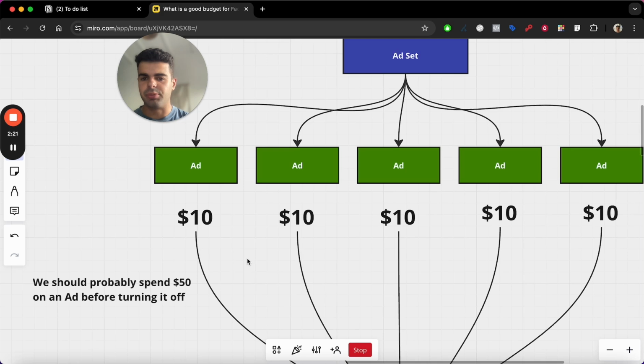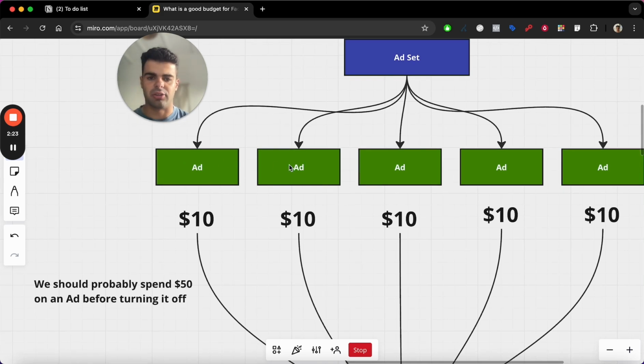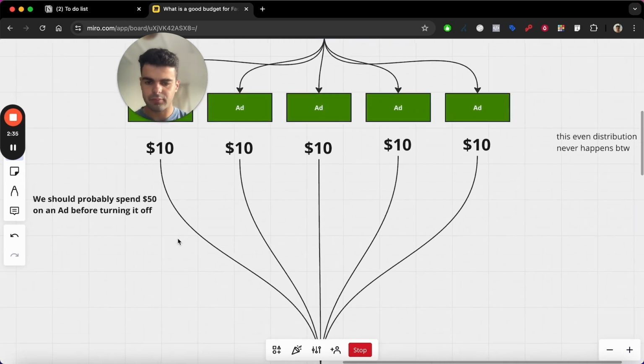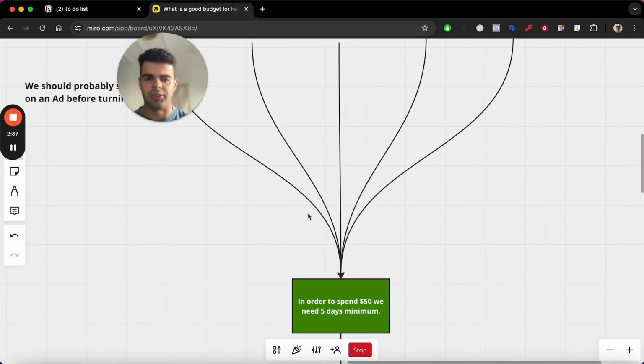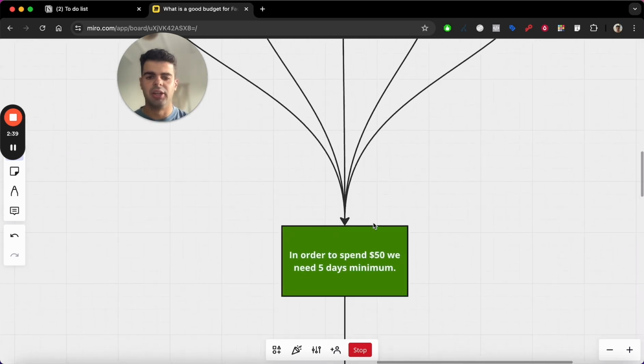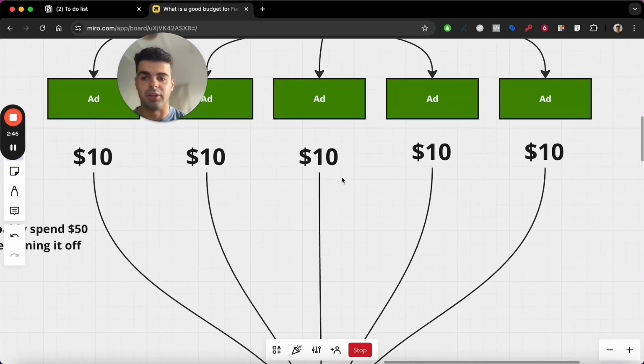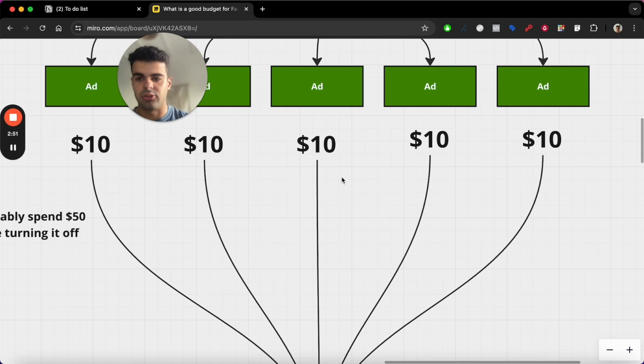So that means that we should be spending around $50 on each of these ads before making the decision to turn it off. Because if you spend $20, you haven't even spent enough to basically hit your target CPA. So you wouldn't turn this ad off if you'd only spent $20. So if we keep going down the list, we would basically need to spend $50 on each ad. We'd need 5 days as a minimum. The reason I say minimum is because this isn't going to happen. You're not going to spend $10 on each ad each day. So it's likely that you're actually going to need more than 5 days to decide whether or not these ads have worked or not.